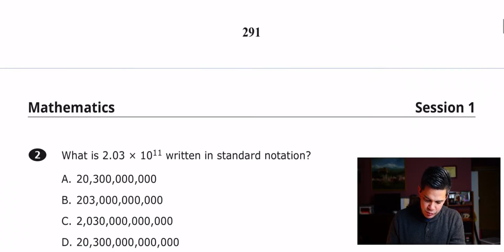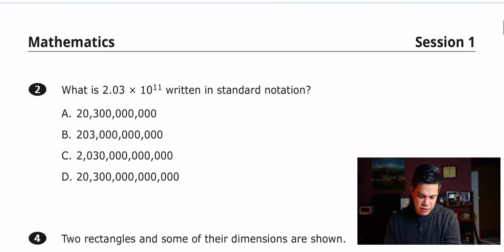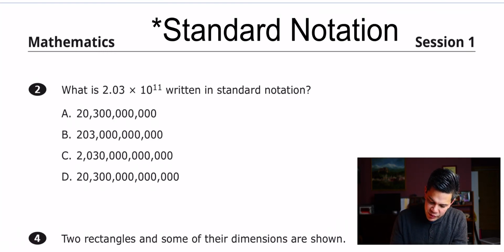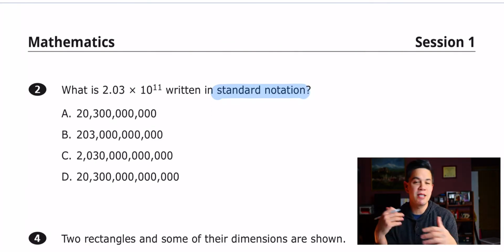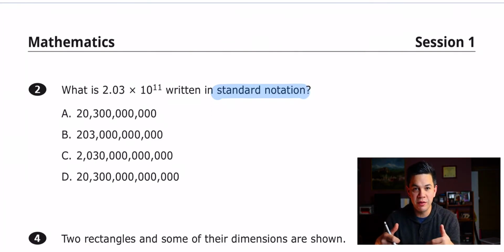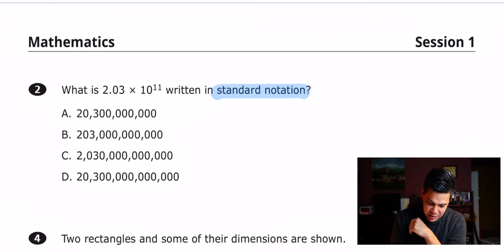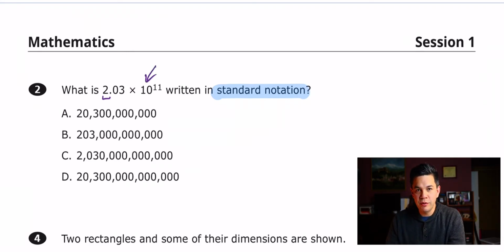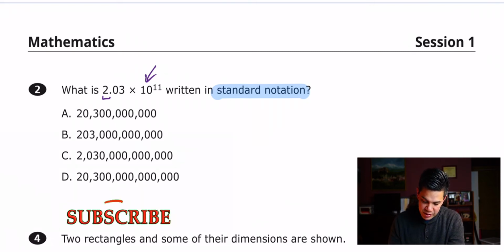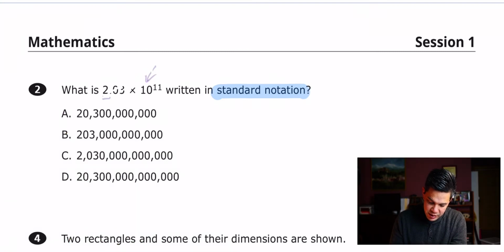All right, question number 2 that's released. What is 2.03 times 10 to the 11th written in standard form? Standard form? What is standard form? Standard form is just a number that's written as a regular number. It's written in standard scientific notation here, as you can see by the 1 digit to the left of the decimal point, that's between 1 and 9. And of course, the other factor has a base of 10 raised to the 11th power. All right, what is this written in standard notation?